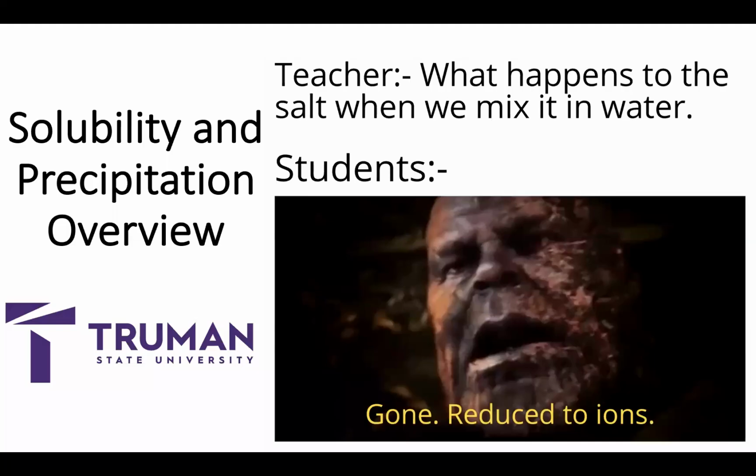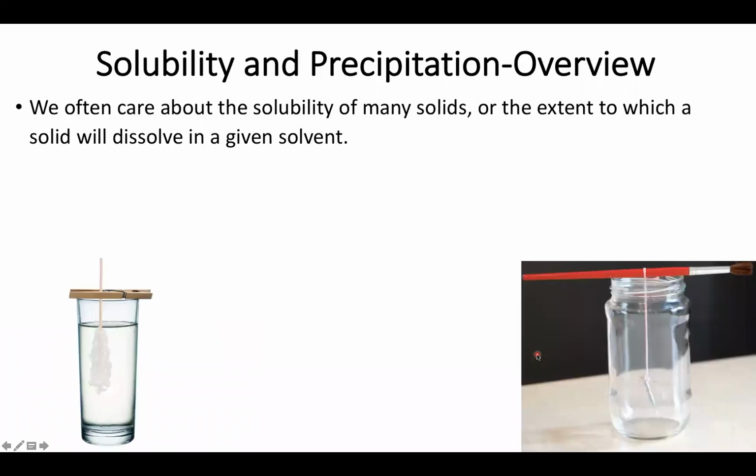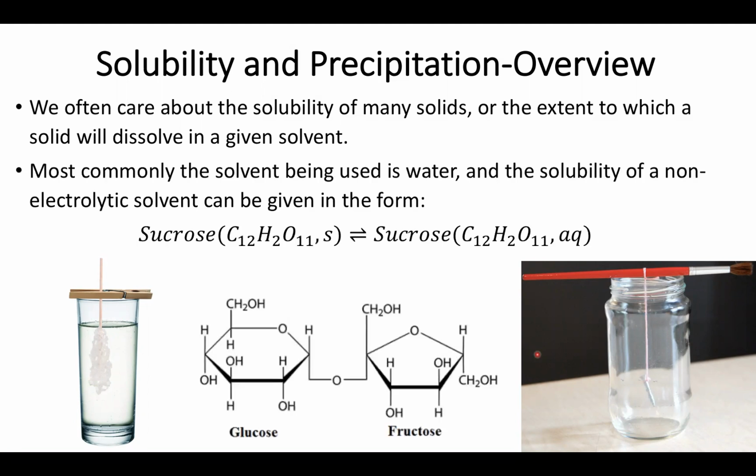So today we're going to be talking about solubility and precipitation. A little bit of this will be a review, but we're going to start extending this into some new fun systems, namely ionic ones. When we're looking at the solubility of a solid, really what we're trying to often determine is how much of it will dissolve in a given solvent. The most common solvent we're going to typically be looking at is water.